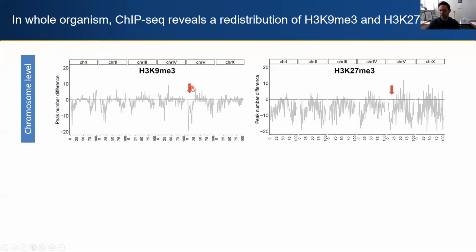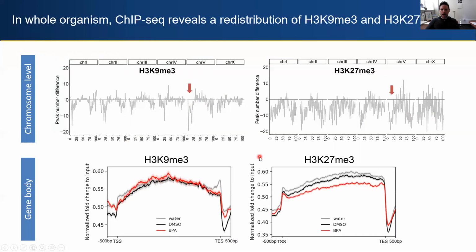These arrows point to 2 examples, but we see that across all 6 chromosomes in C. elegans, there's a loss of K9 and K27 in BPA compared to DMSO at the ends of chromosomes versus the center of chromosomes, where in some cases we actually see a little bit more of the marks. Those effects are more significant at the ends in terms of chromosomal distribution, as opposed to when you look at gene bodies, where we did not see a difference with K9, and there's a significant reduction, though, of K27-trimethyl across gene bodies when the worms were ancestrally exposed to BPA compared again to DMSO and water.